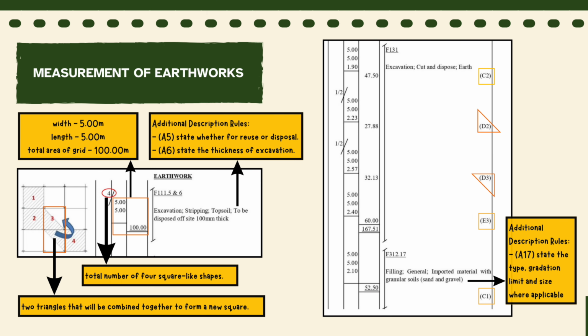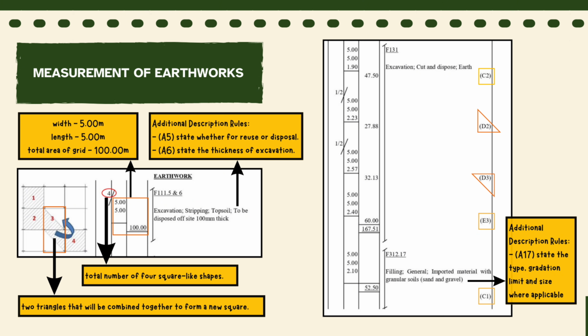Let's proceed to the next step, which is the measurement of earthwork. It falls under class F. So, for the excavation work described under code F111.5 and 6, it involves stripping a 100 mm thick layer of topsoil, which will then be disposed off-site. In the measurement, we specify that the excavated material will be disposed of, and the thickness of the excavation is 100 mm. Moving on to the calculations, we will consider the area to be excavated.